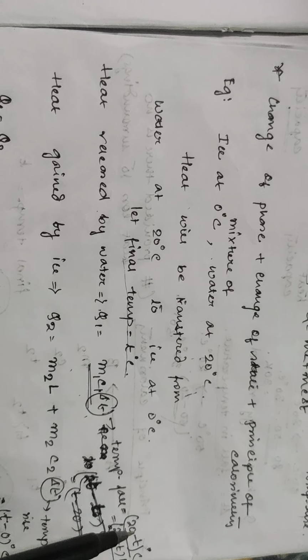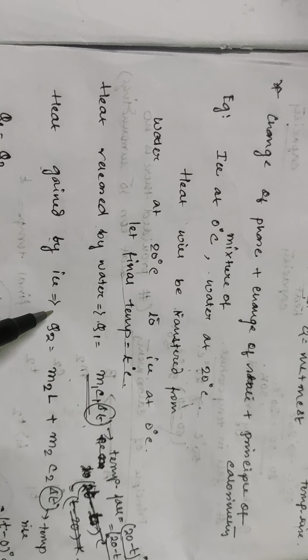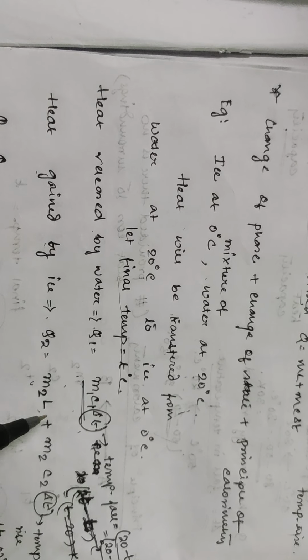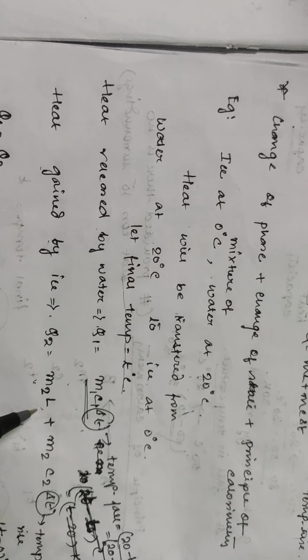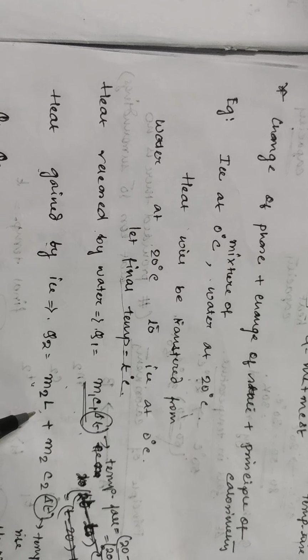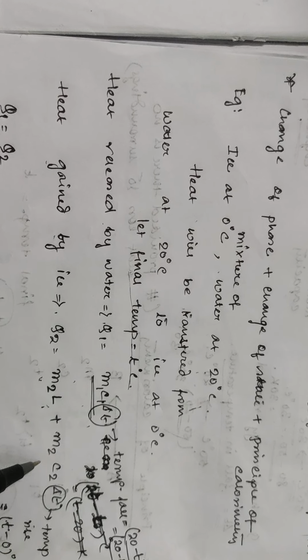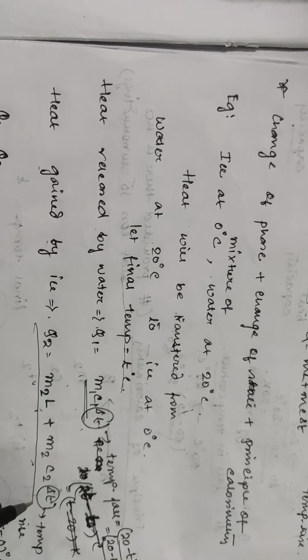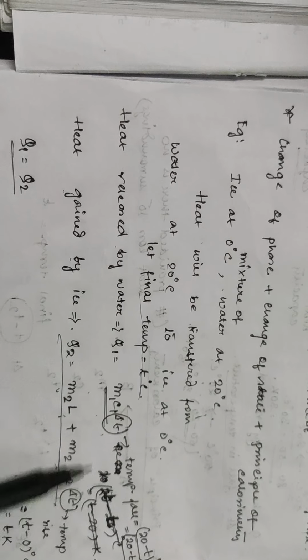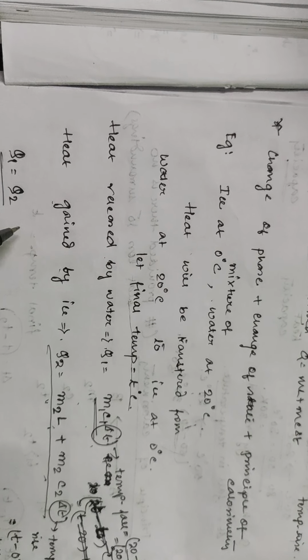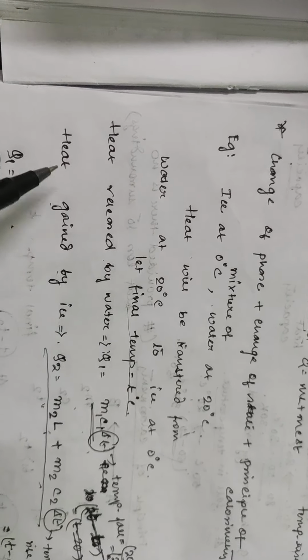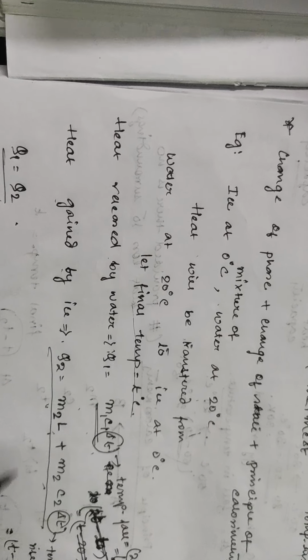Now, heat gained by ice, that is M2L, mass of the ice into specific latent heat of fusion of ice, because ice will first melt to water. Now its temperature will rise. This is a case like the sum which we have just done. Then we will use the calorimetry principle that Q1 equals Q2. Heat released by water equals heat gained by the ice, so this is equal to this.